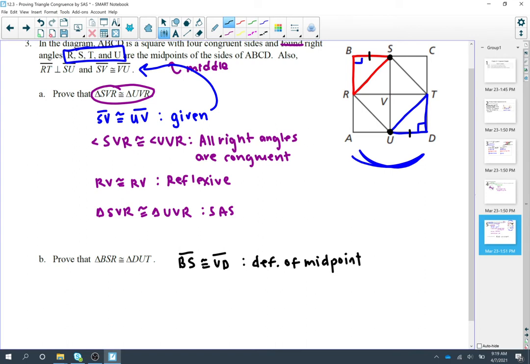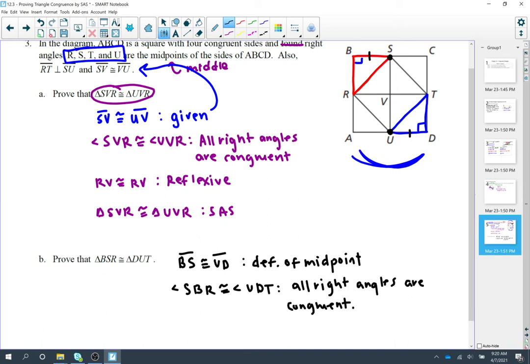Then I'm going to use my right angle, and I'm going to say that angle SBR is congruent to angle UDT. And the reason, once again, is all right angles are congruent. Last but not least, we need one more side.